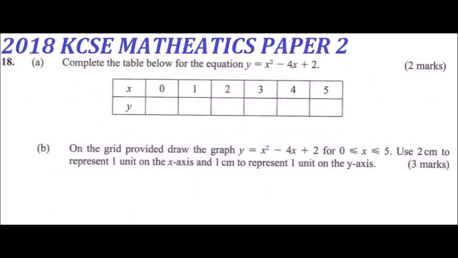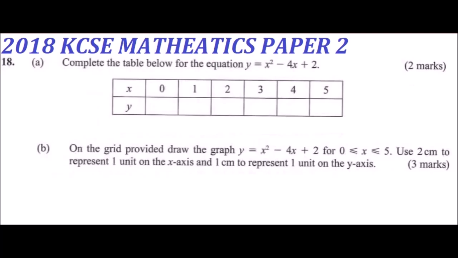So this is question number 18, 2018 KCSE Mathematics Paper 2, which is on graphs. Part A, you are required to complete the table below for the equation y is equal to x squared minus 4x plus 2. So we are given the table here.